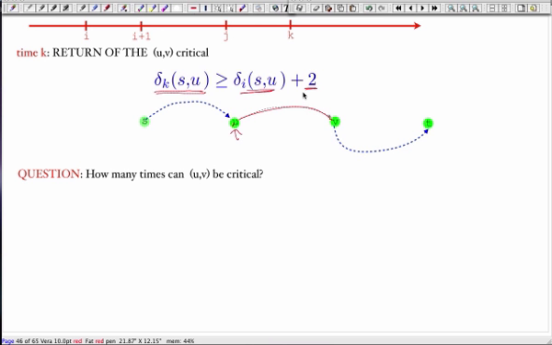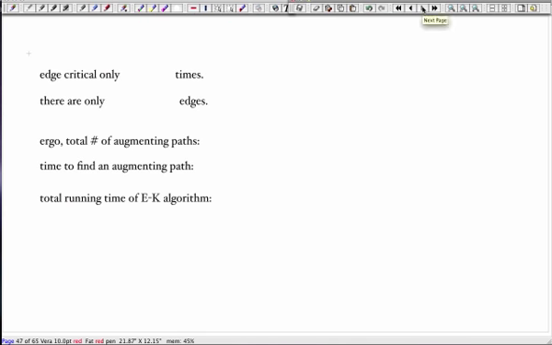So every time an edge goes critical, its distance from S grows by 2, which means that it can only go critical V over 2 times. Because the first time it's going to increase by 2, the second time it's going to increase by 2, the third time it's going to increase by 2. The V over 2nd time, it's going to have increased by V, which means it can no longer be a shortest path. Okay?